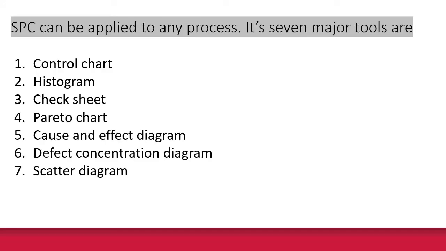So statistical process control can be applied to any process. Its 7 major tools are the control chart, which we've looked at in the last lecture, the histogram, the check sheet, the Pareto chart, the cause and effect diagram, the defect concentration diagram, and the scatter diagram. So in this lecture, we're going to look at numbers 2 through 7.